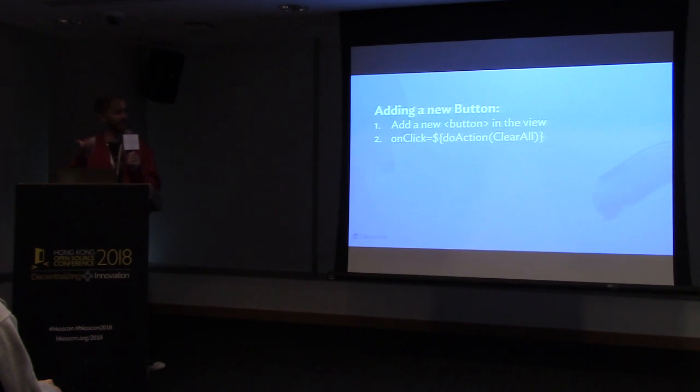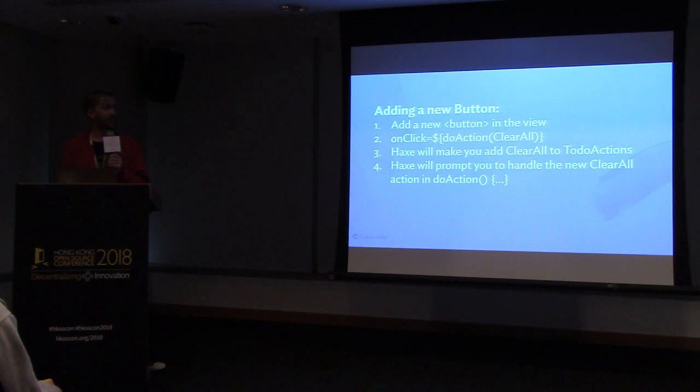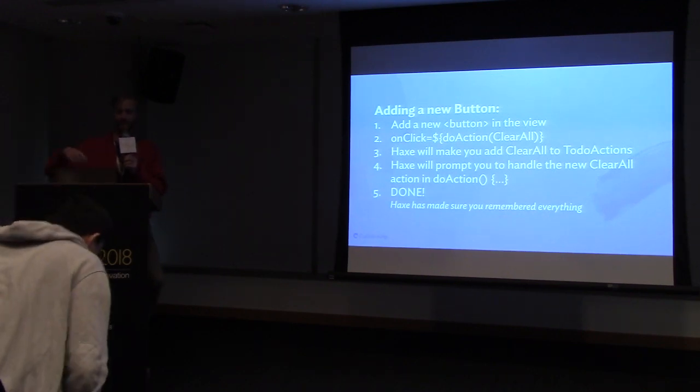And when we do that, the Haxe compiler will complain and say, ClearAll isn't one of your actions. And then we go, so we need to add ClearAll to our actions. And then once you add it to your actions, it will go, in your doAction function, you haven't handled the ClearAll option. So in doAction, you go case ClearAll, and you just reset the array, empty it. And so when you're doing that, you're done. And Haxe has made sure that you covered all of your actions. You created the button, and then the compiler kind of hinted, this is the next thing you need to look at. This is the next thing you need to look at.